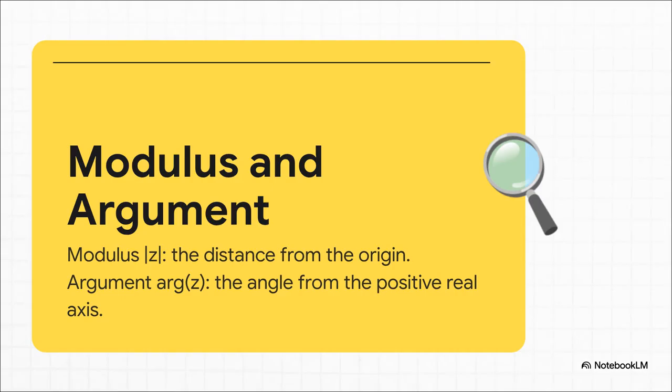Okay, so if bigger or smaller is off the table, what can we say about these numbers? We need a new way to describe them. And we do that with two key ideas, both of them geometric. First, the modulus. That's just a fancy word for its distance from the center, its length. And second, the argument. That's its direction or its angle.